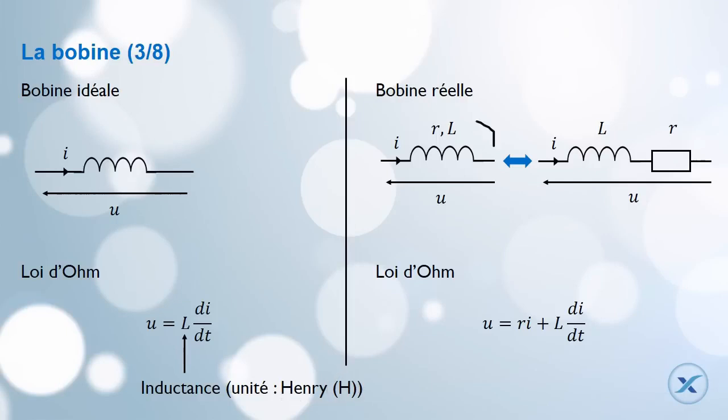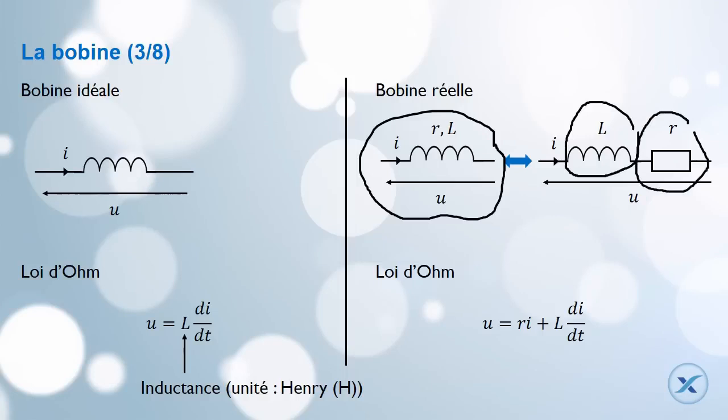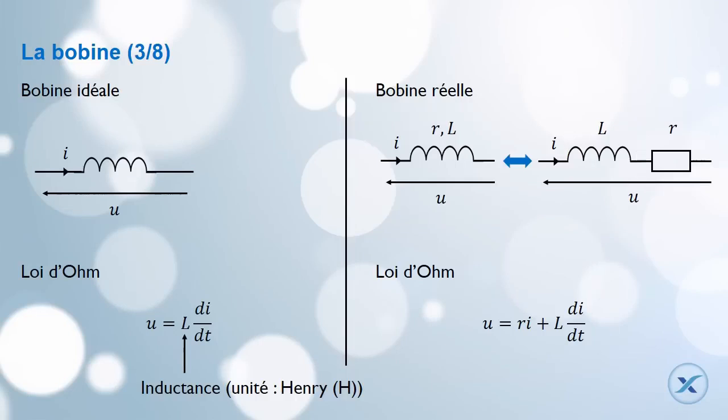Then there is the real coil, which is represented here. And in fact, the real coil is a coil with a resistor in series. So in practice, coils always have a small internal resistance. And at that point, Ohm's law is U equals R i plus L di/dt, as we can see here. So here, it is very important to differentiate between these two cases and to remember the Ohm's law of a coil.